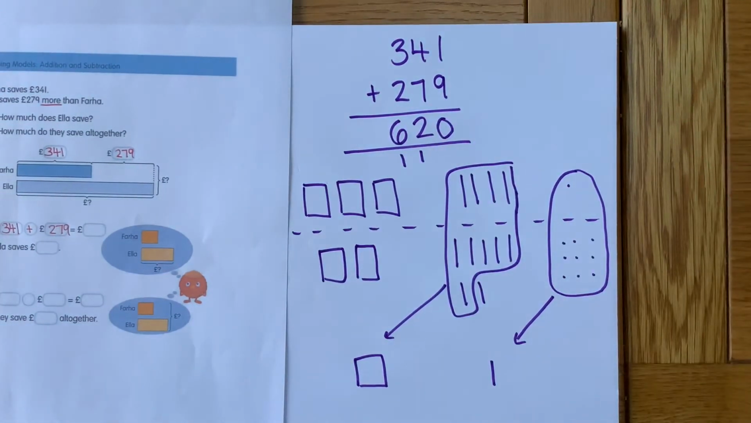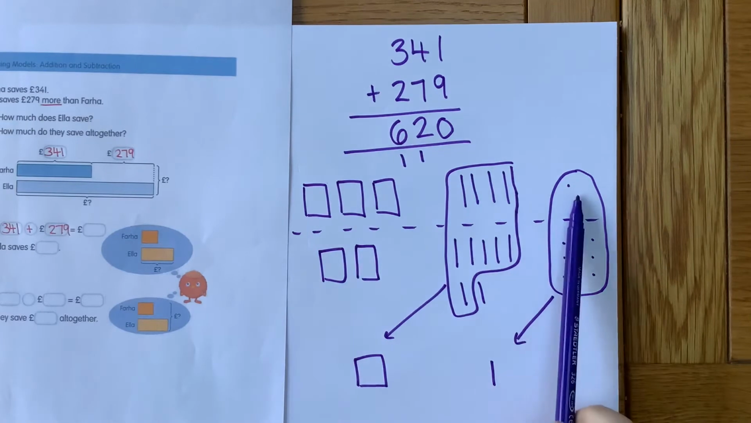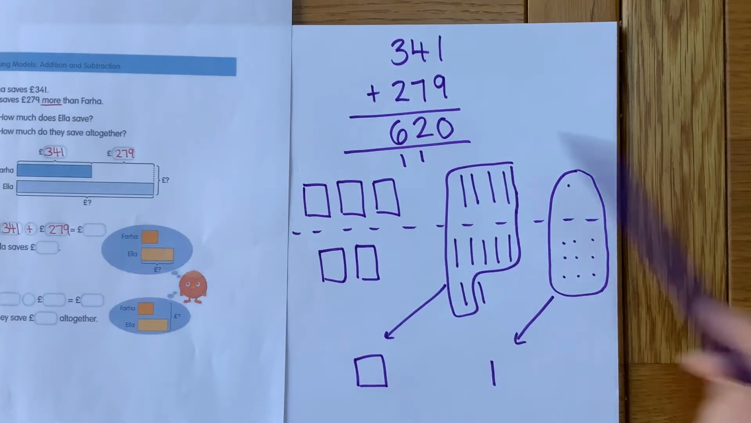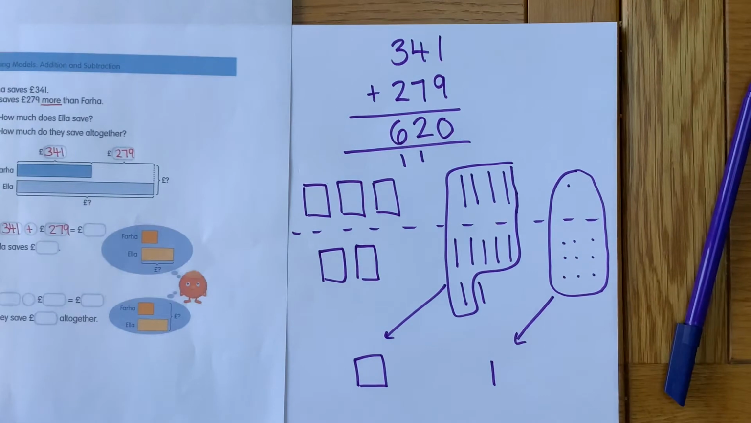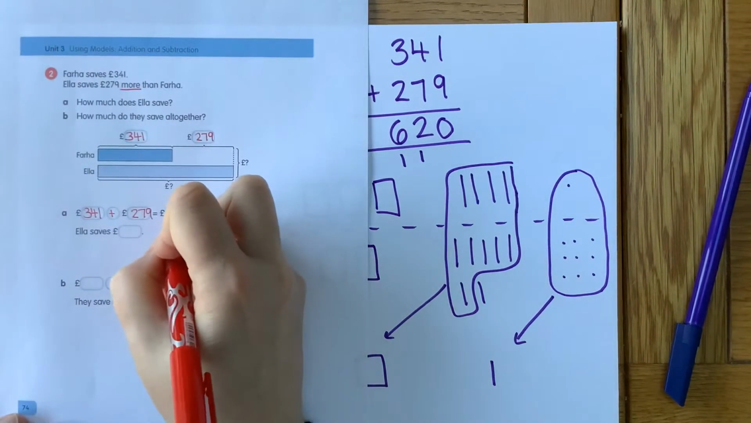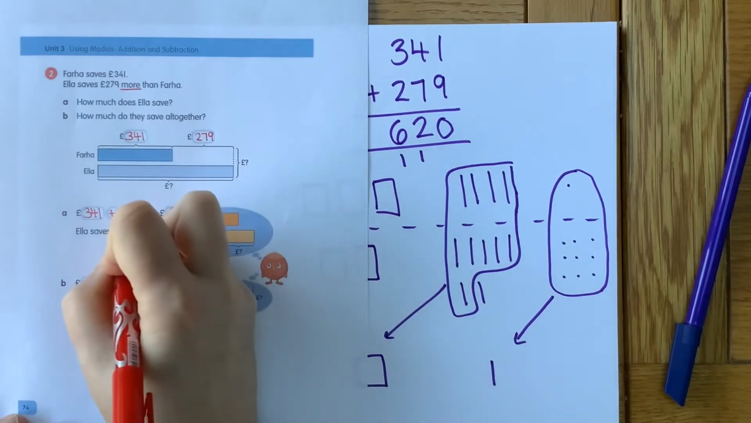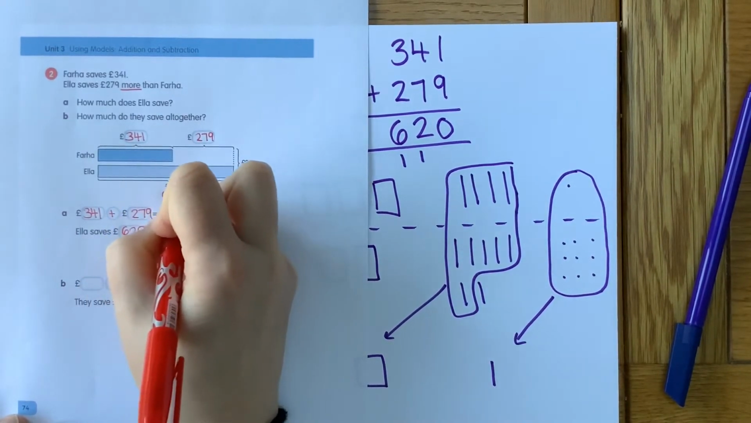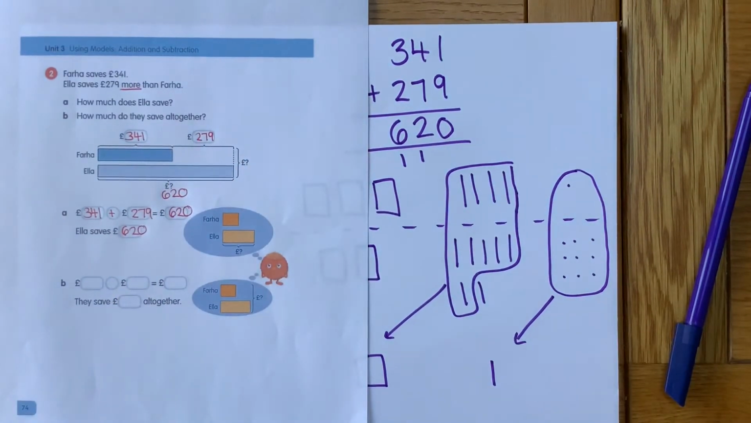Okay, so I drew the calculation. I drew 341, 279, and then I added together starting with the ones, and I moved over by regrouping any of the sets of 10 to get 620. So hopefully you got 620 as well. Let's write that in. Ella saved £620, which means we can also write 620 here on our bar model.